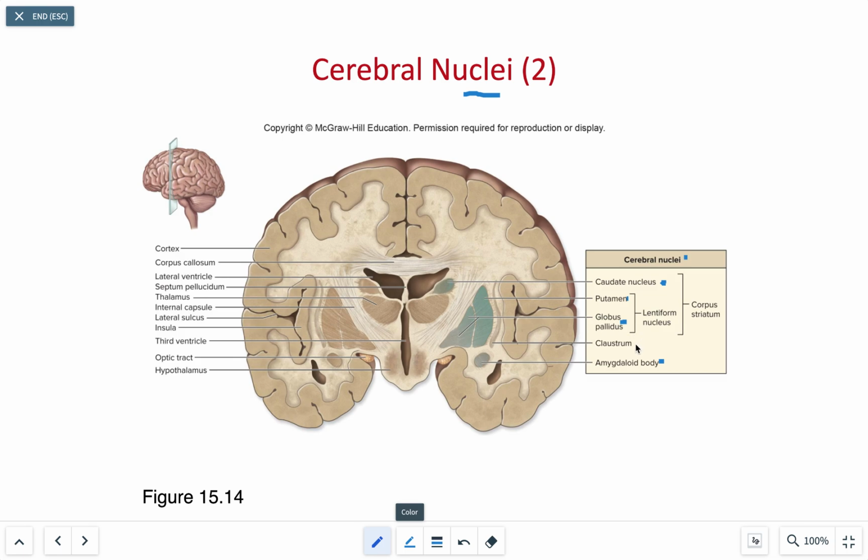And finally, the claustrum, which is the cerebral nuclei located more laterally. This is going to process visual information at a subconscious level. So again, a nucleus is basically a collection of neuron cell bodies within the central nervous system.